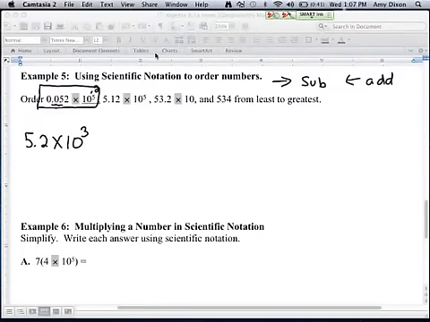Okay, let's look at the second number. Is the second number in proper scientific notation? Yeah. 5.12 times 10 to the 5th.